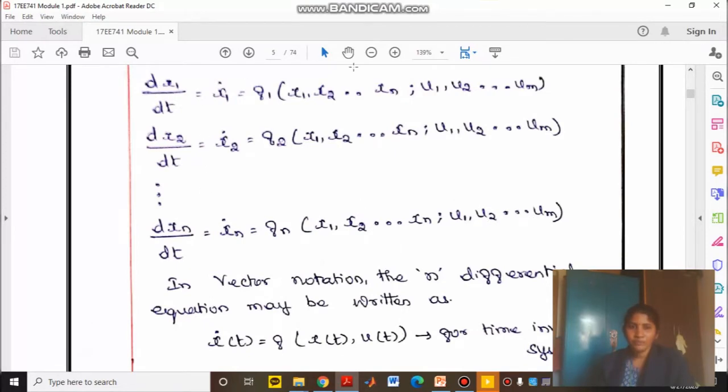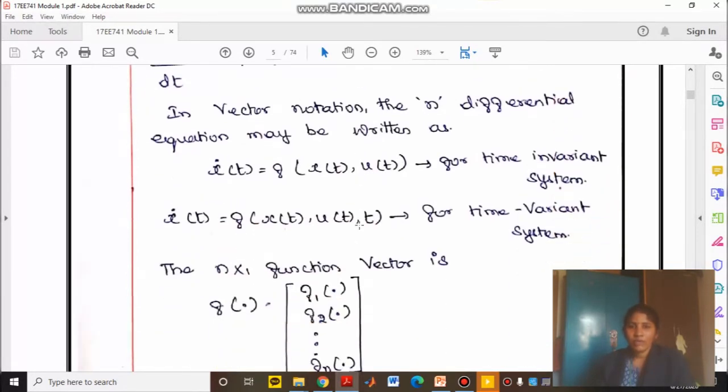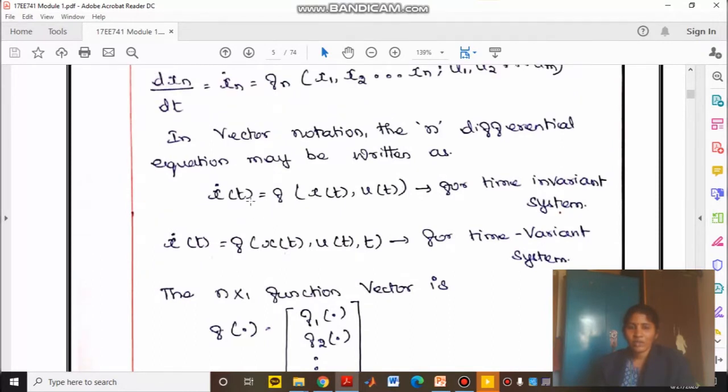So all these equations completely describe the first order differential equations, which is nothing but your state space representation. In vector notation, in general you can write it as x dot of t is equal to f of x of t comma u of t. It is for a linear time invariant system. Suppose your state variable or your input variable is varying with respect to time, then the state variable representation, that is x dot of t, can be written as f of x comma t comma u of t comma t.